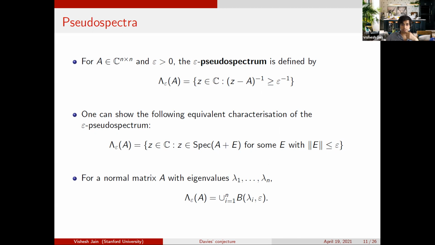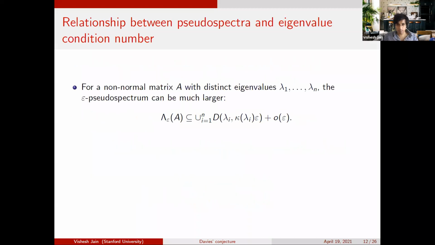Okay. So just to have some handle on pseudo spectra and to anticipate what's going to happen. For a normal matrix, the pseudo spectra are not that interesting because normal matrices behave well under perturbations. The epsilon pseudo spectrum of a normal matrix is just balls of radius epsilon around the eigenvalues, right? So it's literally an enlargement of the eigenvalues. For non-normal matrices, the pseudo spectrum can actually be much larger.